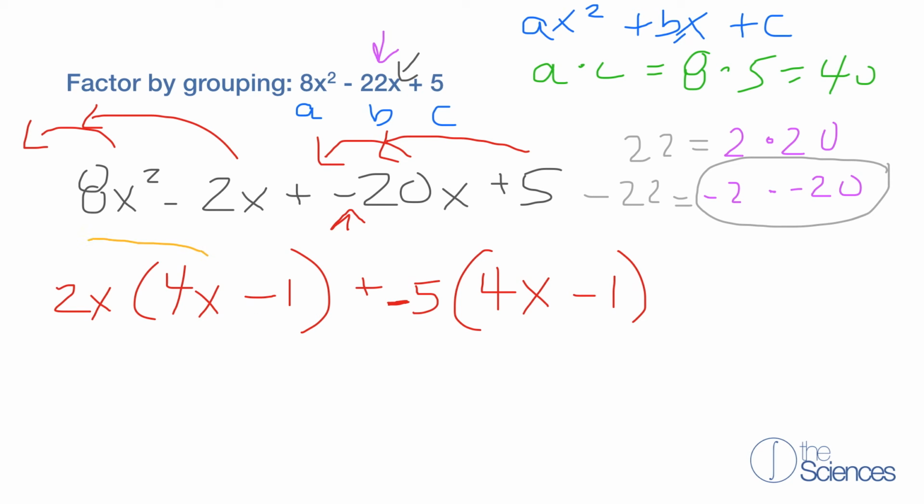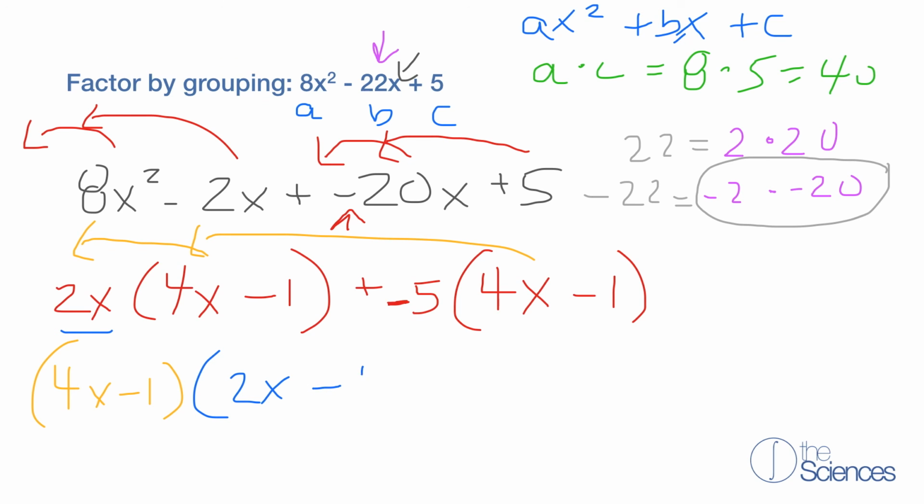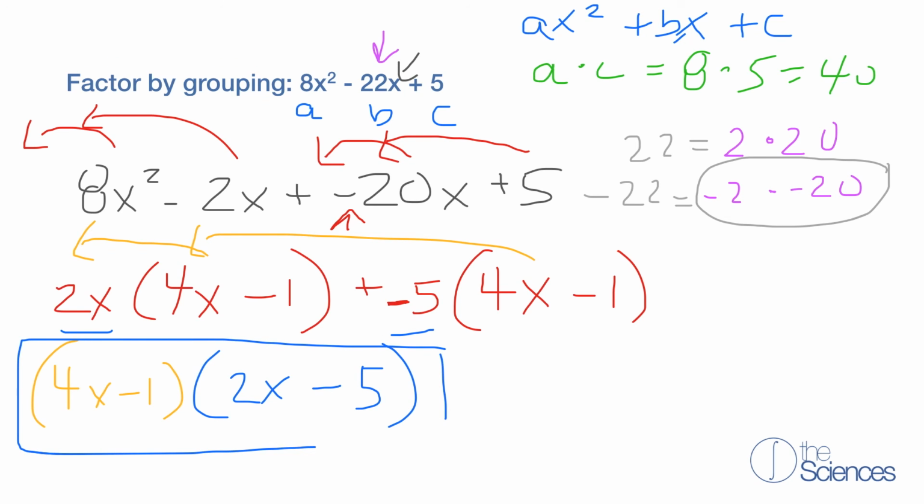So what we're going to do is factor out 4x minus 1 from each term. So when we do that, we get 4x minus 1 times 2x minus 5. So here's our answer: 4x minus 1 times 2x minus 5.